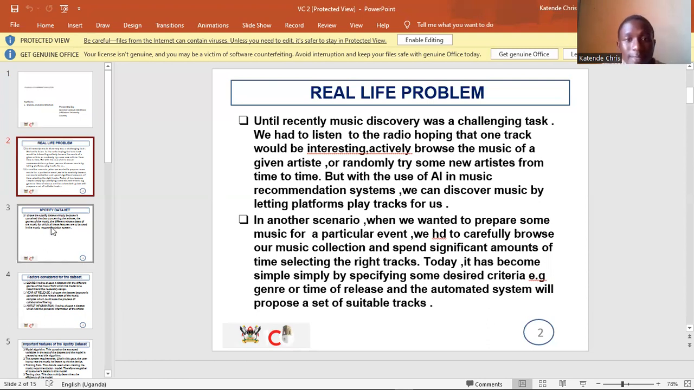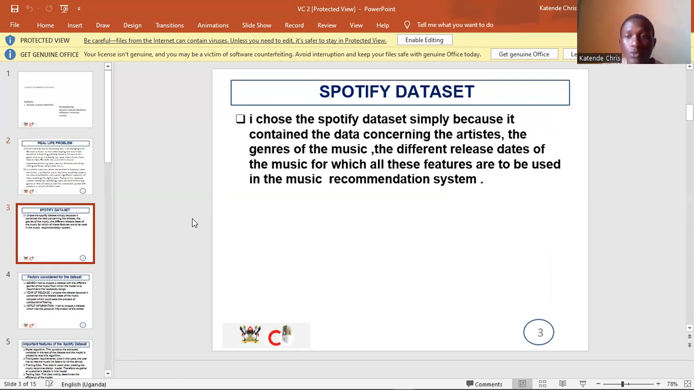So the Spotify dataset. I chose to use the Spotify dataset simply because it contains data concerning artists, the genres of the music, and the release dates of different music, which is the whole point of the recommendation system.